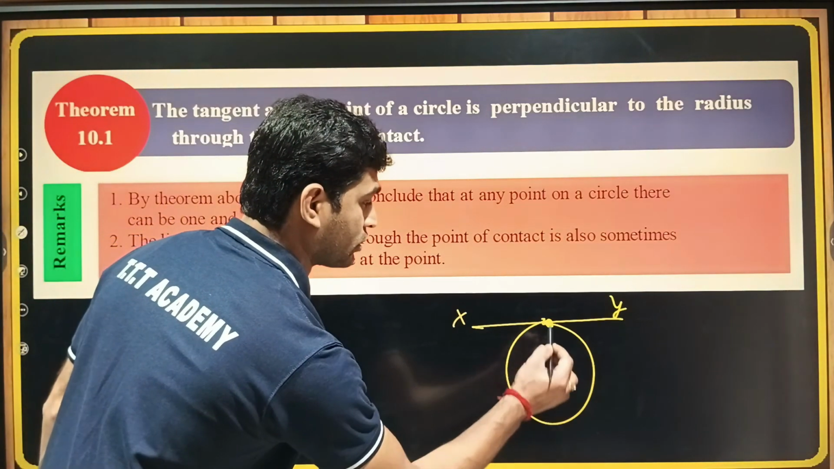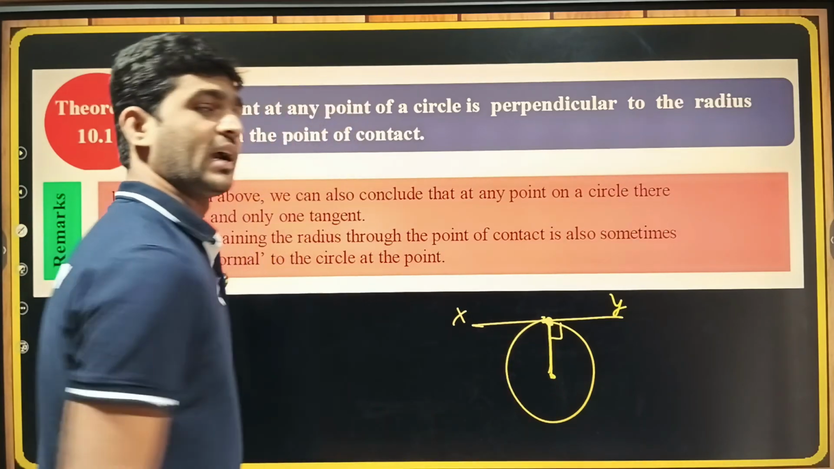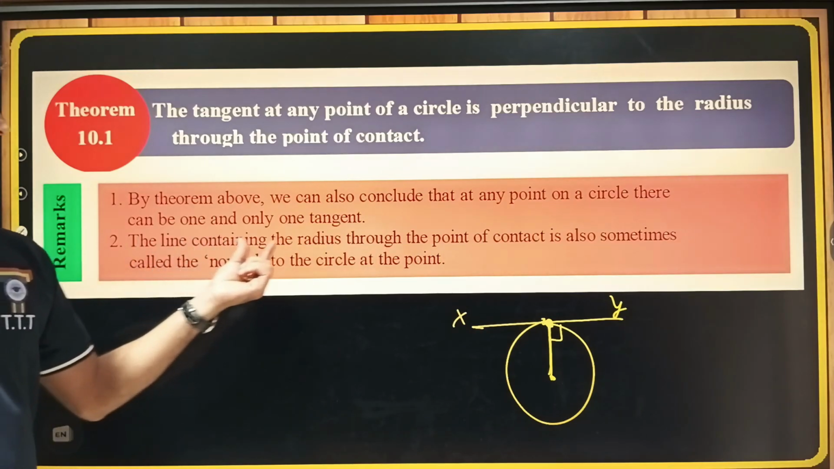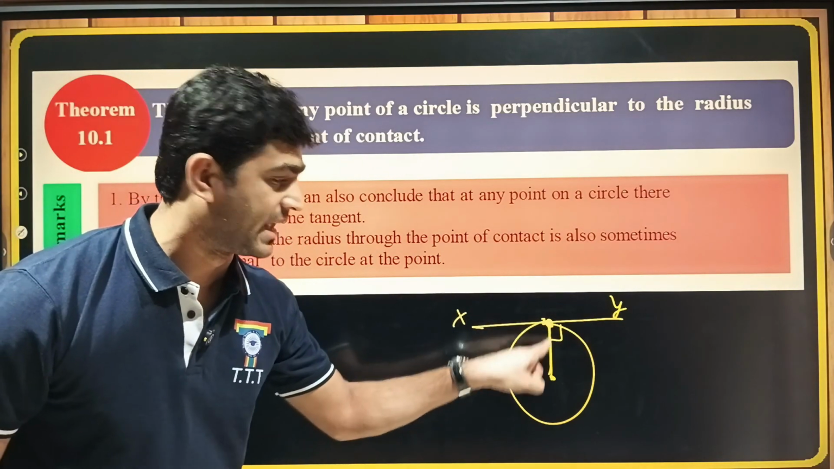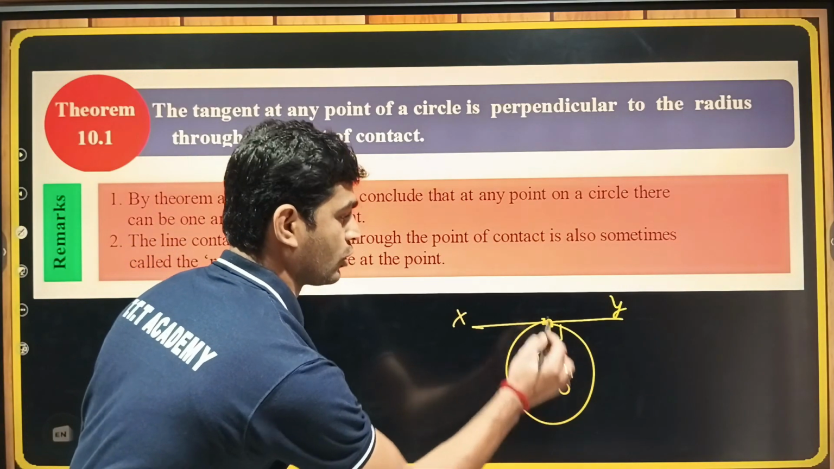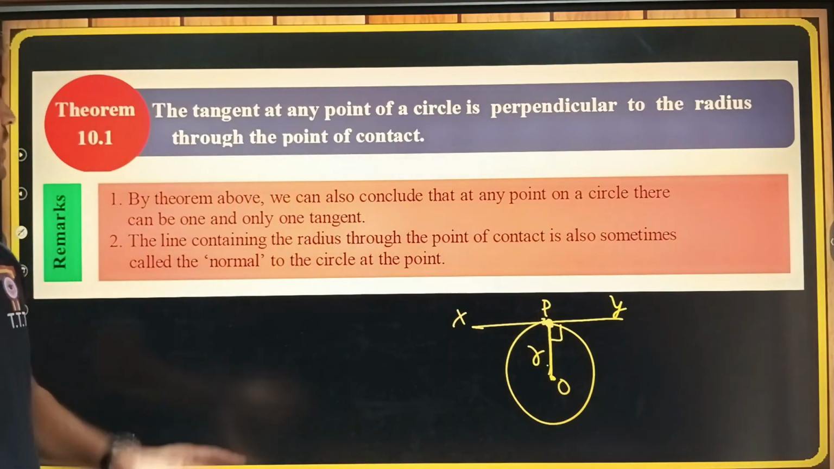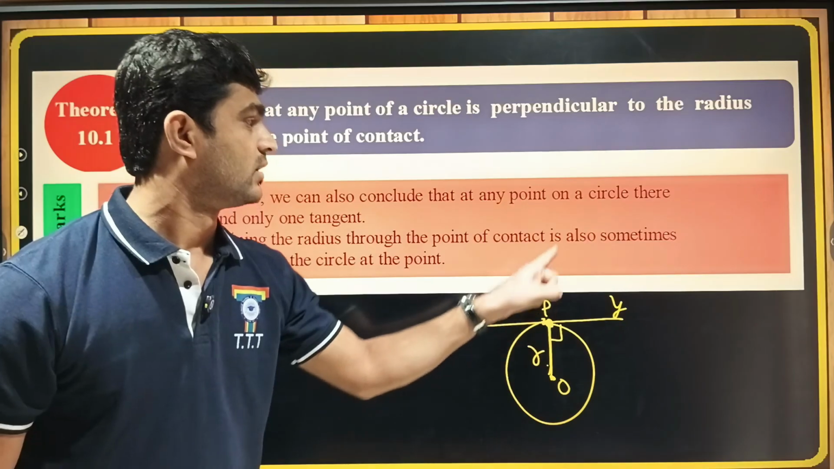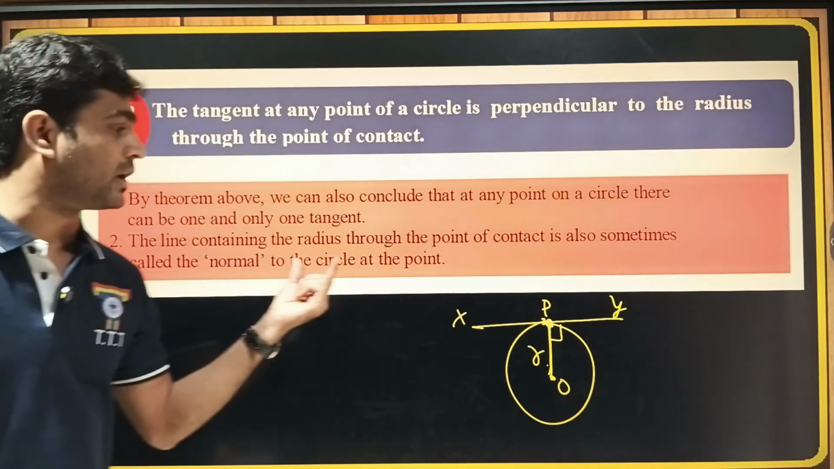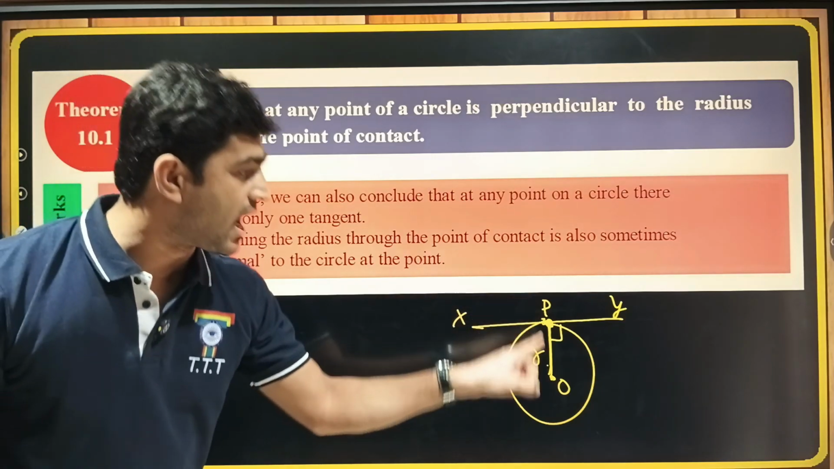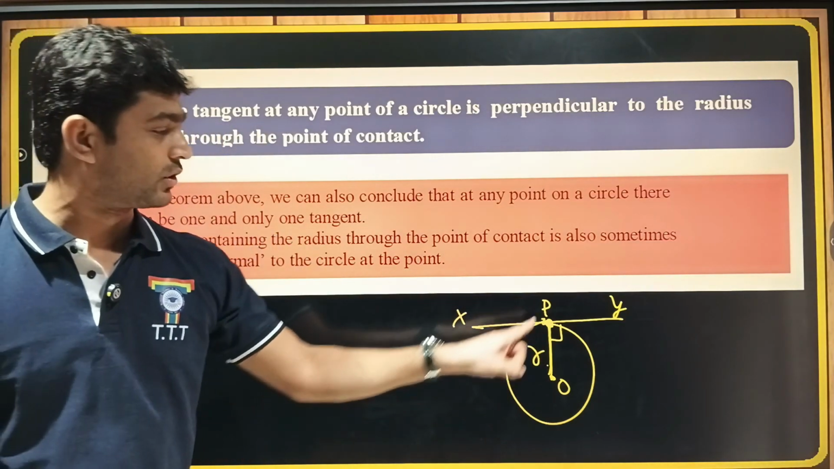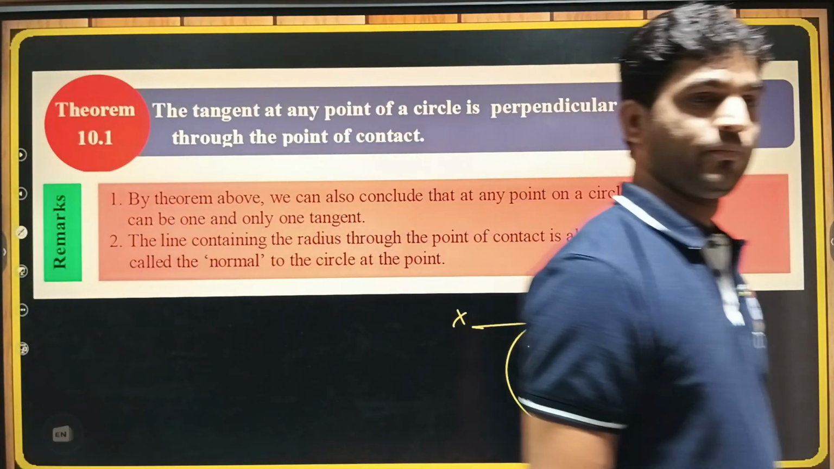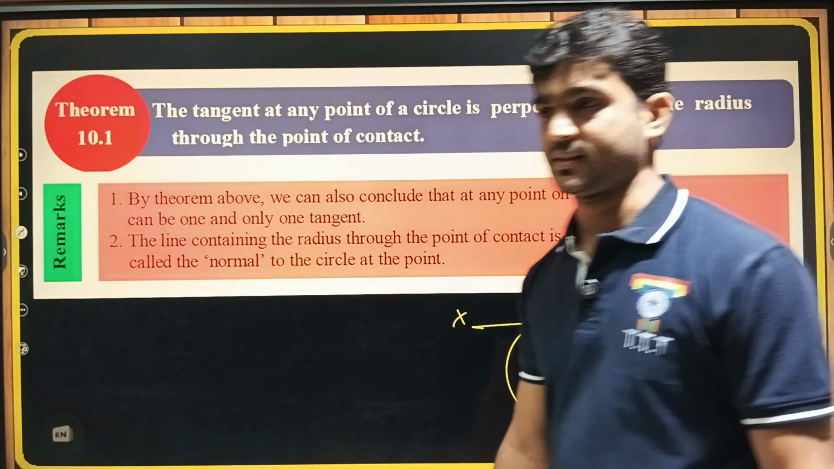Look, Raja, the perpendicular line that is being taken from here, what can we call it? We call it the normal. See, the line containing the radius: the radius of the circle, point O to P, is the radius. The line containing the radius through the point of contact is also sometimes called the normal to the circle at the point. We call it normal. Since normal means perpendicular, in another way we are also going to call it normal. So these are the remarks you have to remember in this theorem.